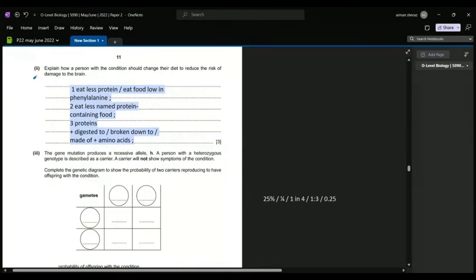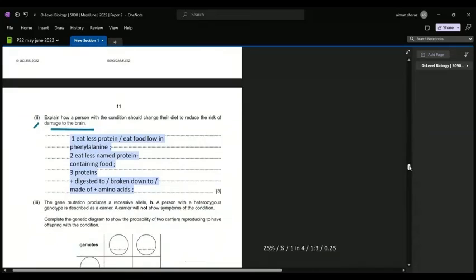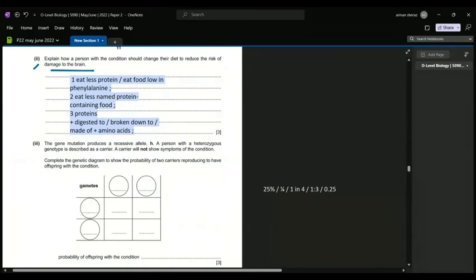Part 2. Explain how a person with the condition should change their diet to reduce the risk of damage to the brain. Now, in the above statement, they told you that the rare gene mutation reduces the PAH enzyme activity, and this results in increased concentration of phenylalanine in the blood. So, if we take proteins that have less phenylalanine in them, or we eat foods that are low in protein, we can reduce the risk of this damage to the brain.